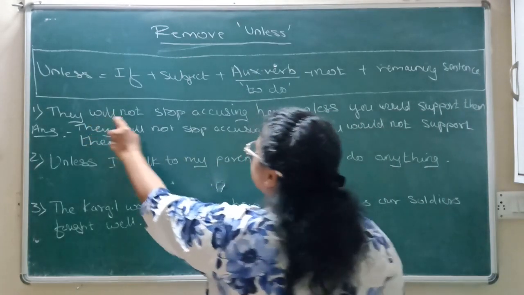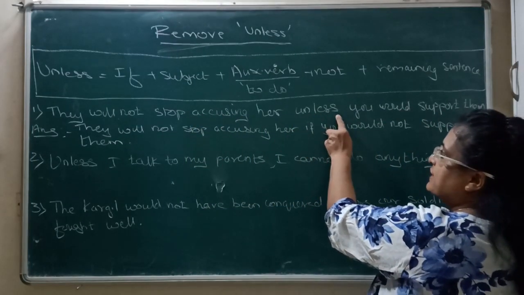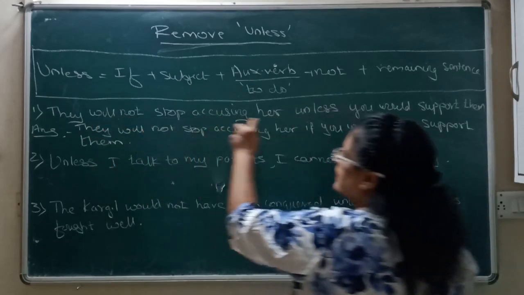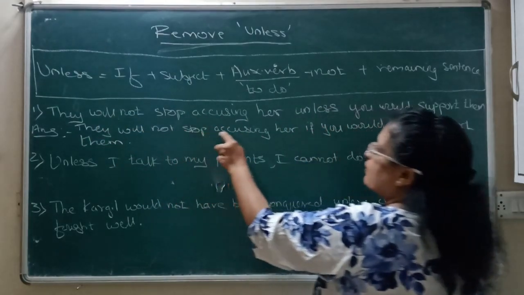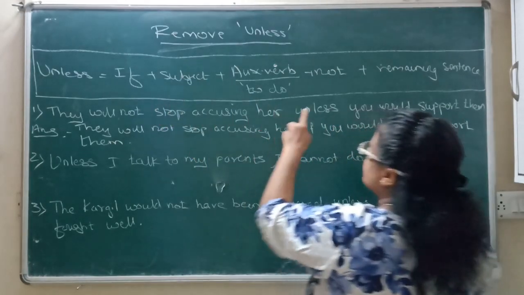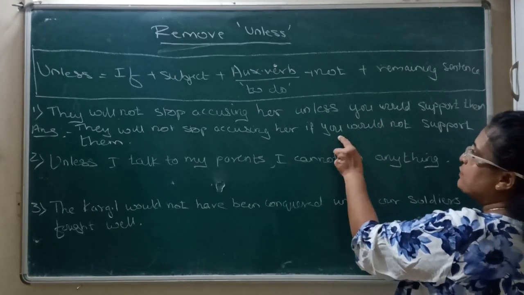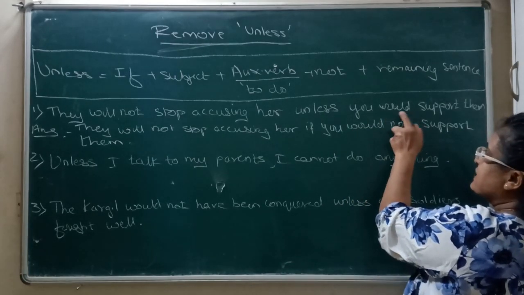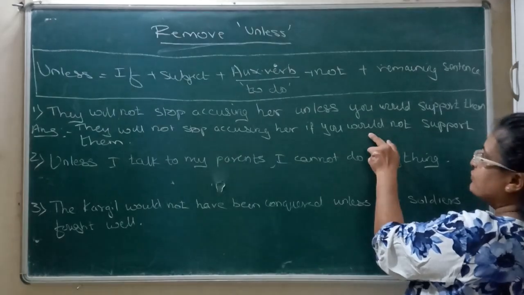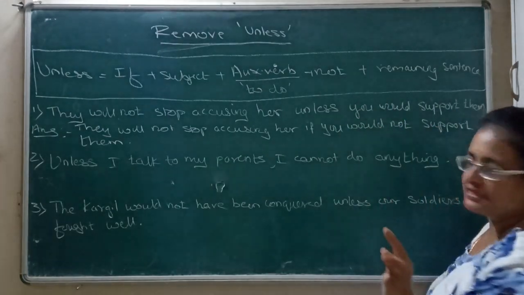Now see the example. They will not stop accusing her unless you would support them. Unless is in the middle, so up till here you have to write as it is. So they will not stop accusing her unless this comes. Now see, unless, remove it by if. Then the subject here is you, so you put you. The auxiliary verb is already there, would, so use the same auxiliary verb would, and then you have to use not. You would not support them, as it is.